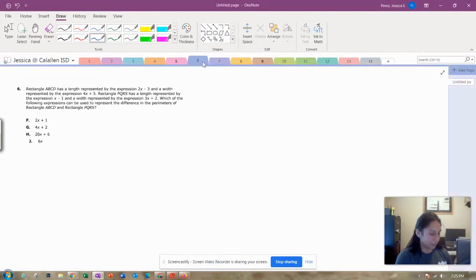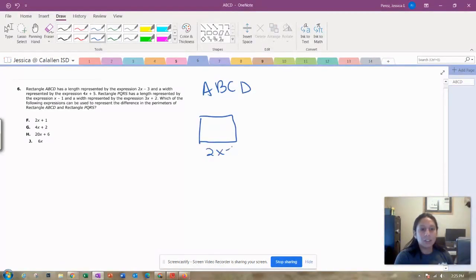Number 6. Rectangle ABCD has a length represented by the expression 2x minus 3 and a width represented by the expression 4x plus 5. So I'm going to stop right there and I'm going to draw a rectangle ABCD. So this is what it would look like. The length is 2x minus 3, and the width is 4x plus 5. So here I'm just labeling my sides.